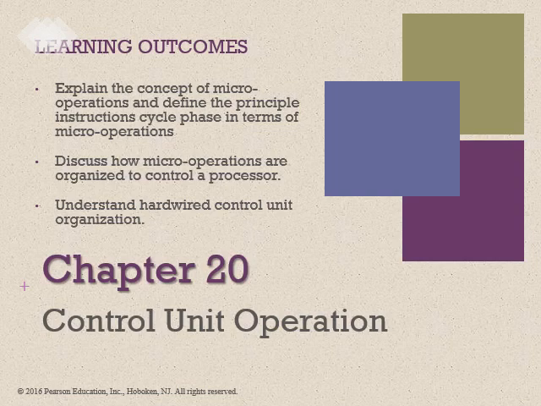Second, students should be able to discuss how micro operations are organized to control a processor. What are the inputs? What are the outputs? And lastly, in subsection 3, you will understand hardwired control unit organization. We have the microprogrammed way, but here we are looking at hardwired.